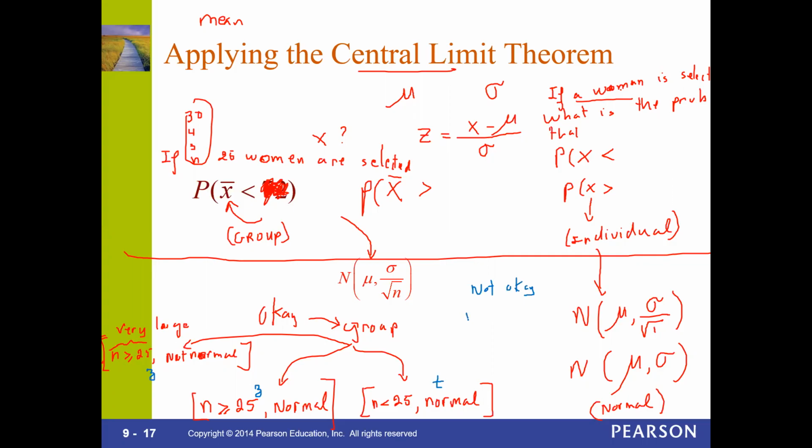If N is small, less than 25, and the data is not normal, then you're going to have to use something called non-parametric methods, which we're not going to do in this class. So whenever you get that case, you say it cannot be used. Everything that we do here is called parametric.